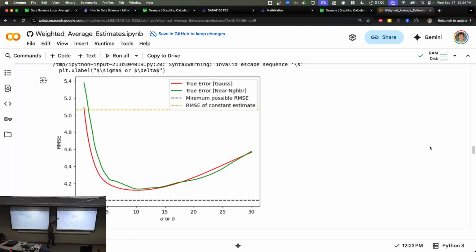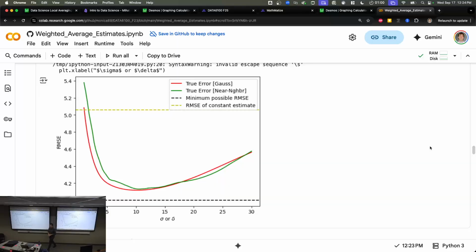I have also plotted two different dashed lines. The bottom dashed line is, again, something you would never know in real life. This is the minimum possible thing. This is the irreducible error. It will never, ever be possible to go below the irreducible error, because that's always there. Over here, I have the estimate of a constant.